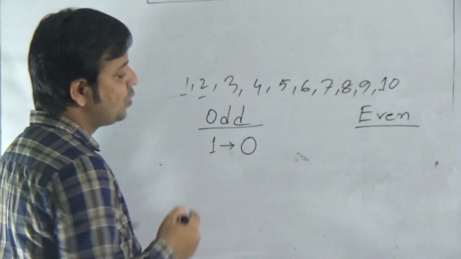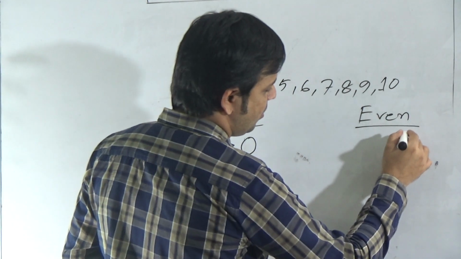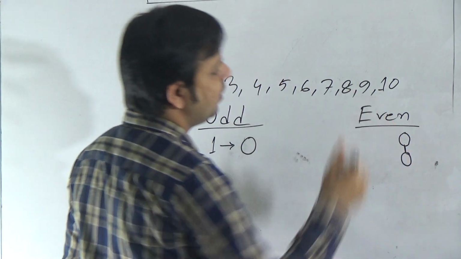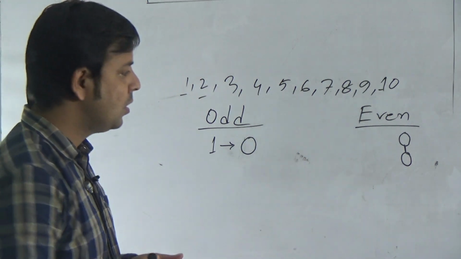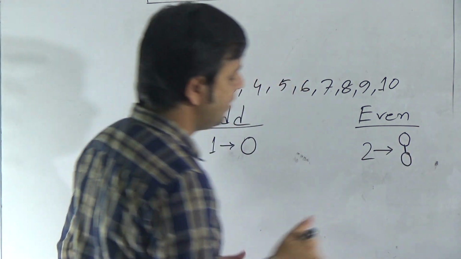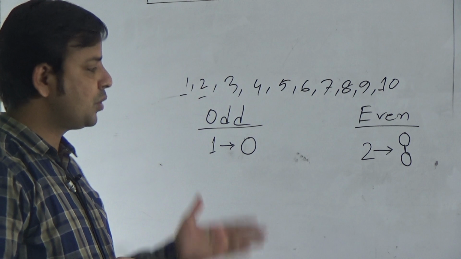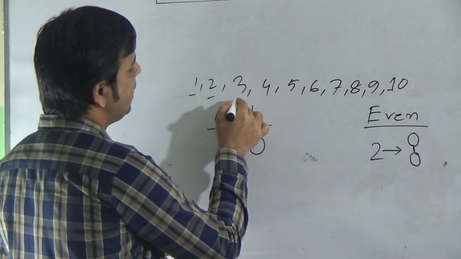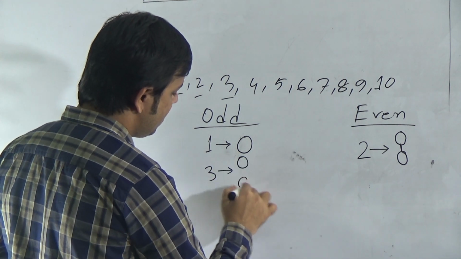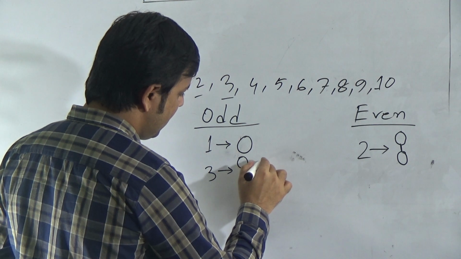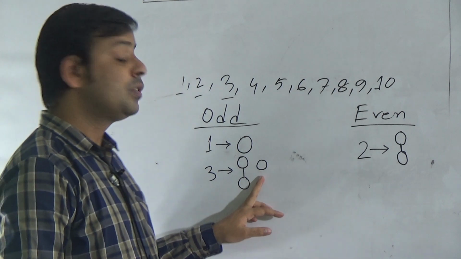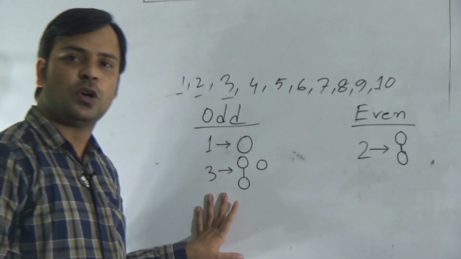Then 2. 2 means 2 balls. We can show 2 balls in this way. This is a pair of balls. So we can express 2 as a pair, so 2 is even. Similarly, now 3. We can express 3 in this way: 1 pair, and here is another ball that is without a pair. So 3 is without a pair, it means that 3 is odd.